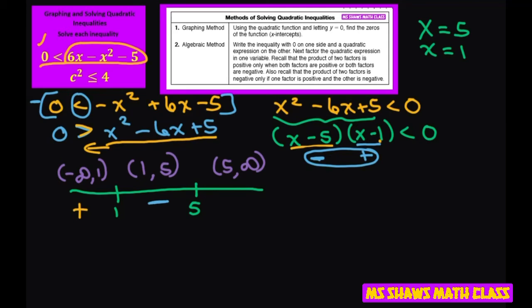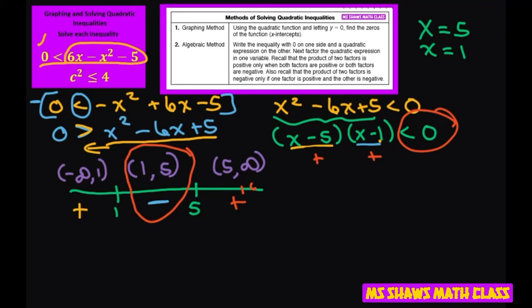Now let's plug in 6 for the last interval. If I plug in 6, it's going to be positive, positive. Two positives make a positive. Well, we want negative because less than 0 is negative. So this is our negative. So the way you're going to write it is you can just write this, or you can write x such that x is in between 1 and 5.